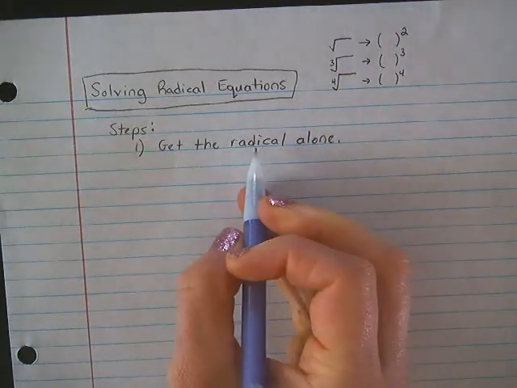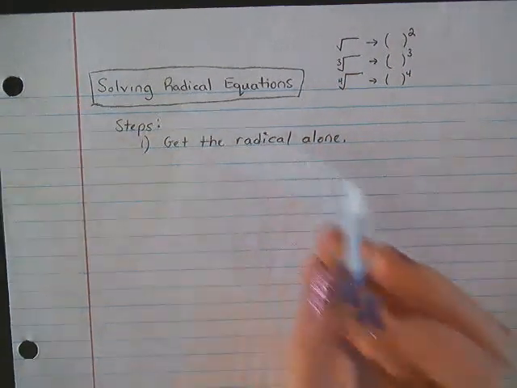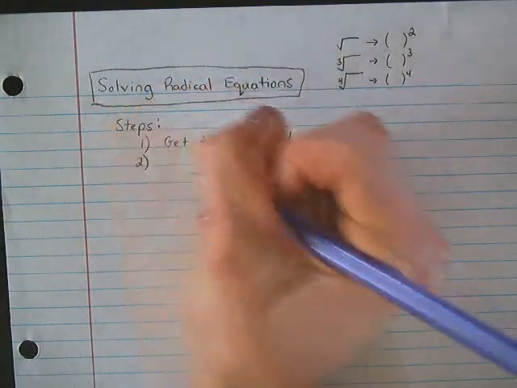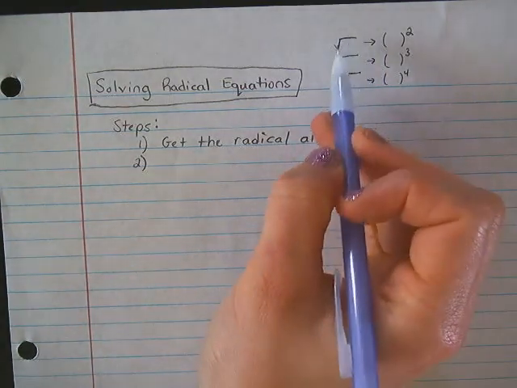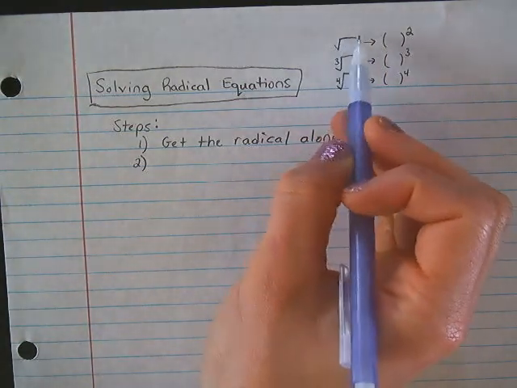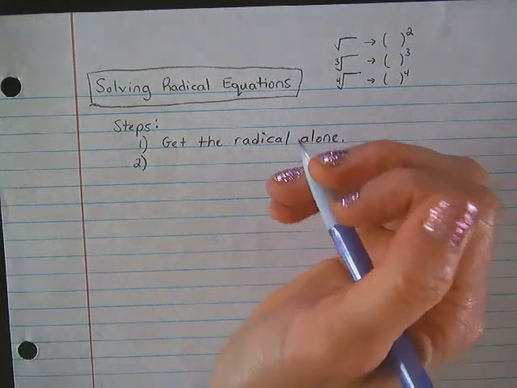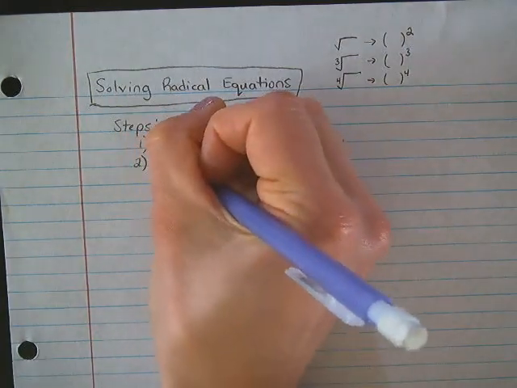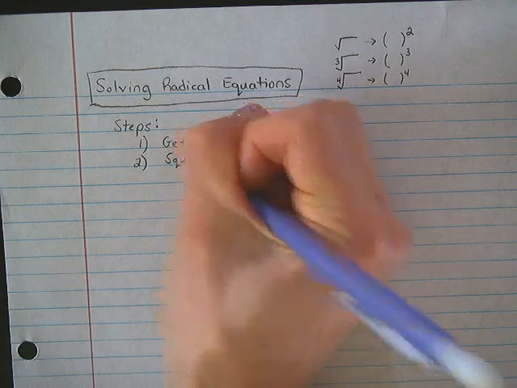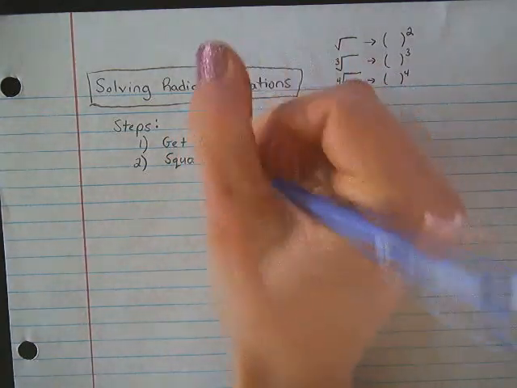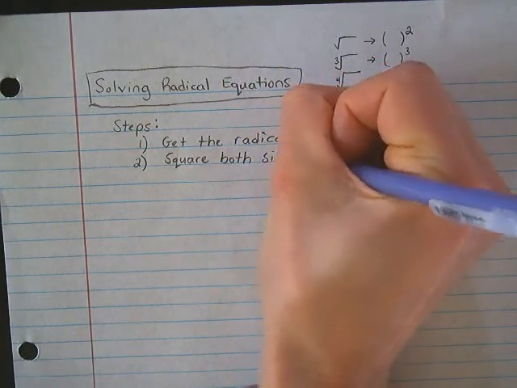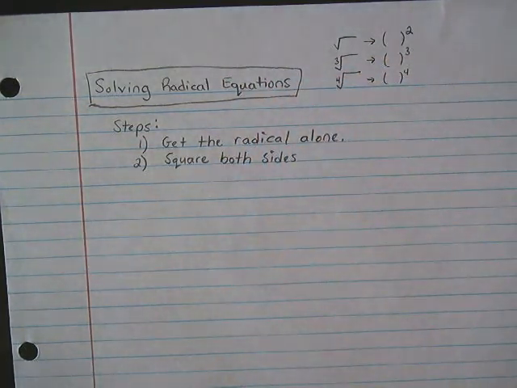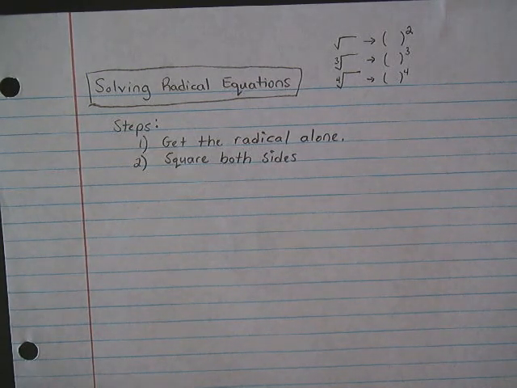And then once you get the radical and whatever is underneath the radical alone, then you do the opposite of whatever the radical is. And so in our case, because these problems that we do will have a square root in it, then we'll be squaring it to get it away. And so remember, if you square one side of the equation, you have to square the other side. What you do to one side of the equation, you have to do to the other. And so after that, you just square both sides so that you can get the radical to go away.